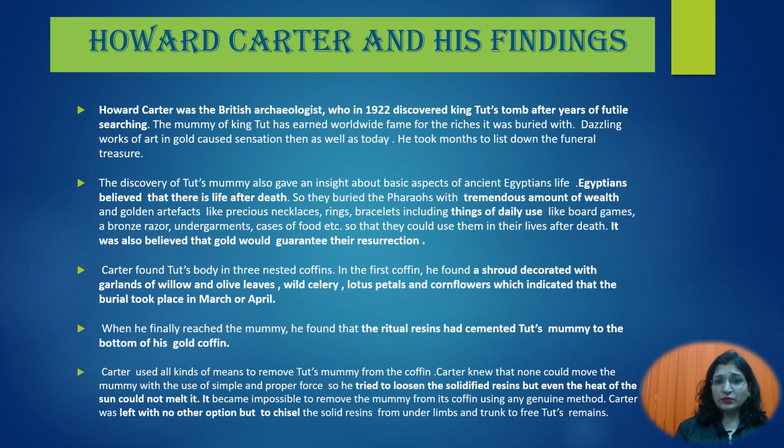Carter knew that no one could move the mummy with the use of simple and proper force or genuine force, so he tried to loosen the solidified resins by exposing it to the scorching sun. But even the heat of the sun could not melt it. It became impossible to remove the body from its coffin using any genuine methods. So Carter was left with no other option but to cut the solid resin from under the limbs and trunk to free Tut's remains.